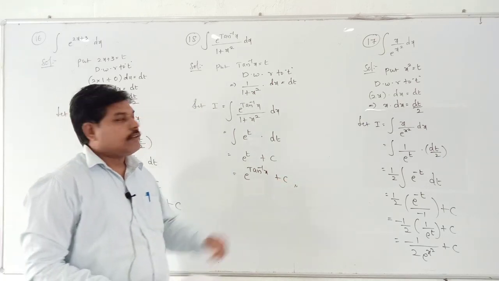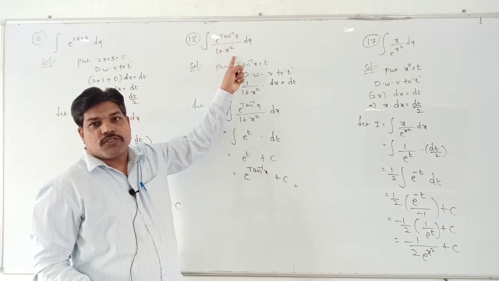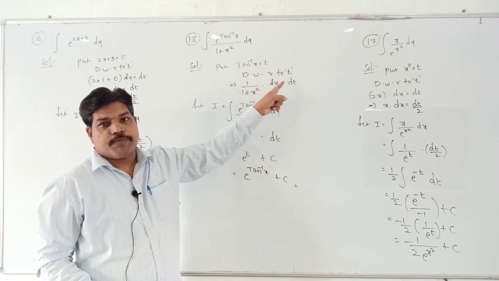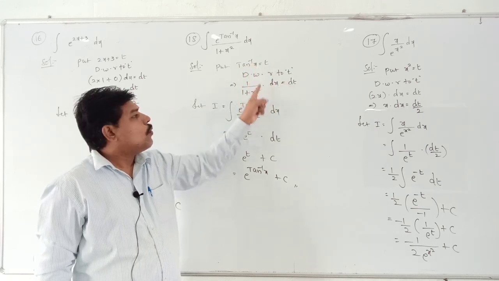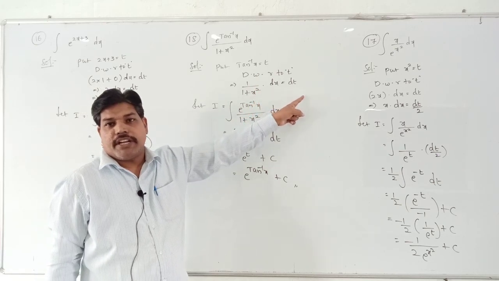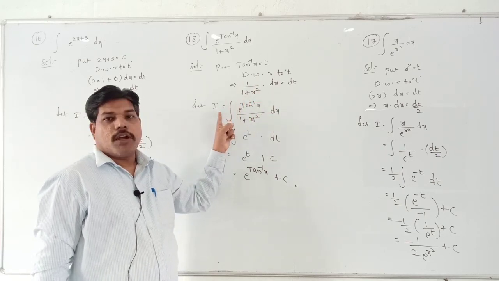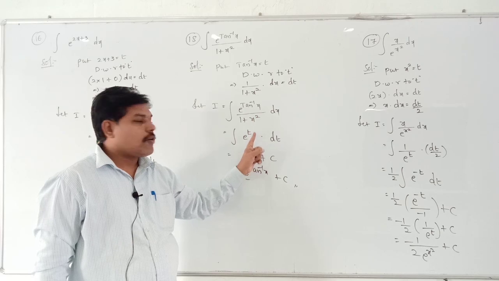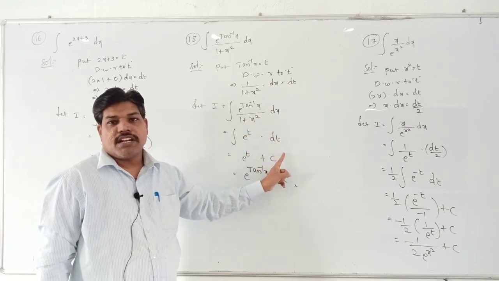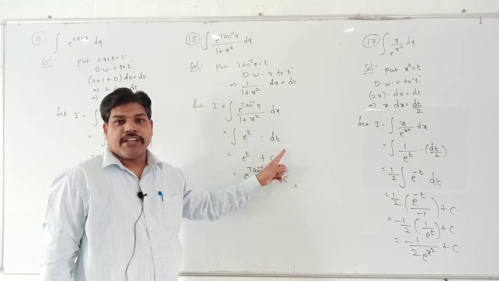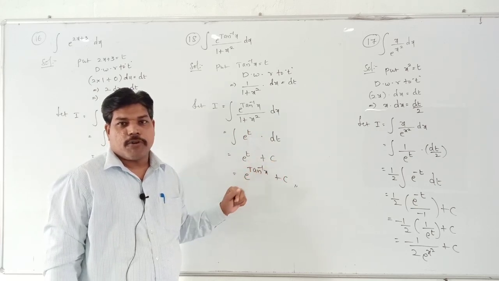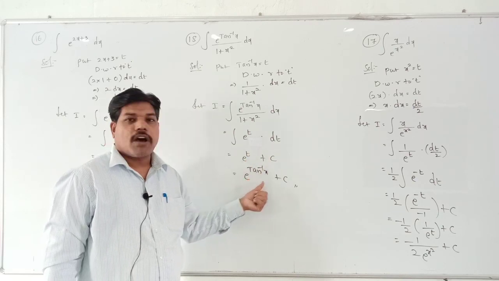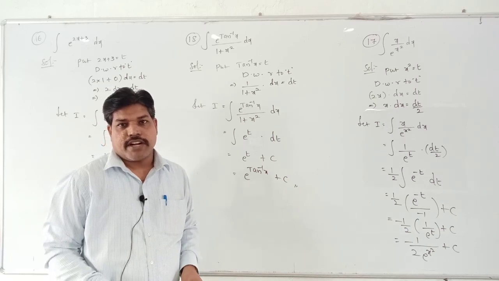See that question, students, once again. E power tan inverse x by 1 plus x square. What I have taken? Tan inverse x is equal to t. Differentiate with respect to t. So tan inverse x derivative is 1 by 1 plus x square into dx is equal to dt. So take the problem. E power tan inverse x is t, so e power t. Dx by 1 plus x square value is dt. So the integral of e power t into dt is e power t. The integral of e power x is e power x. So that is e power t plus c. What is the t value? T value is nothing but tan inverse x. So e power tan inverse x plus c. Do you understand, students? See the next question.